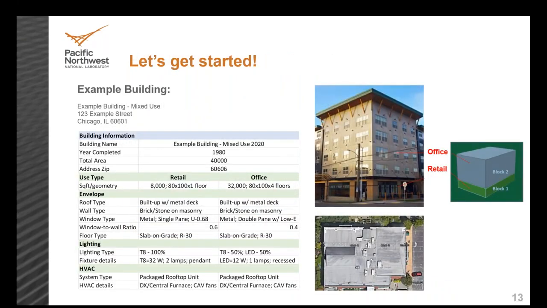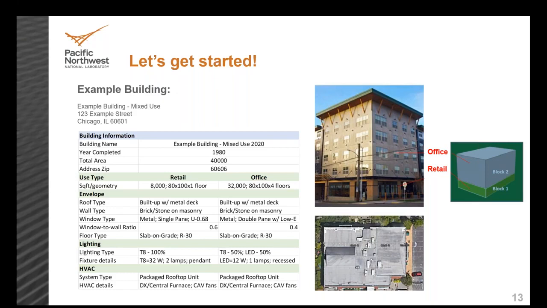So let's get started. We're going to use the building pictured here as an example for entering into Asset Score. This building is a mixed-use building with 4 floors of office space over a single floor with retail space. Note that if you have a mixed-use building such as this, the tool will generate and display a separate asset score for each use type, as well as a combined score for the whole building using a weighted average of the scores for the individual use types based on square footage.